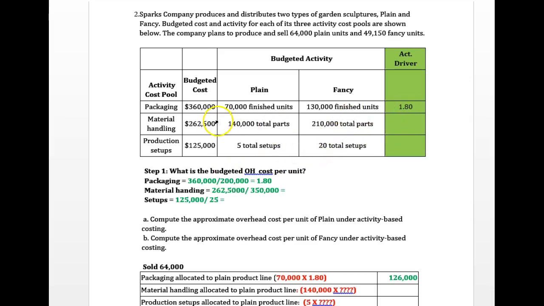You're going to do the same thing for the next two. You've got 262,500. If you add these together, you come up with 350,000. Got one too many zeros there. So if I divide 262,500 by 350,000, I will come up with an activity driver. You'll do the same thing for product setups, and that's 125,000 divided by this total of 25. And you'll come up with a unit cost there.